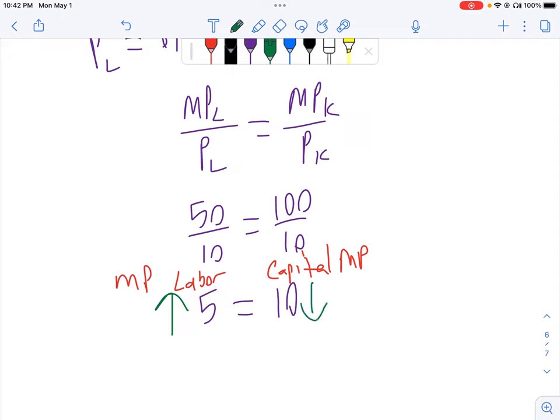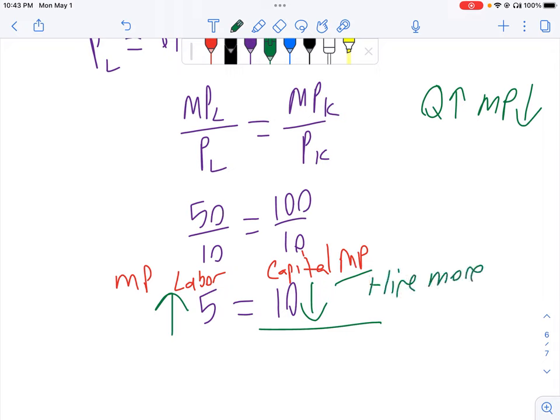Now going back to marginal, the more I do, the more I consume, the more I buy, what happened to the marginal? As I consume more, the marginal product decreases. So if I want to decrease the marginal product, I should hire more. I should hire more capital. If I want to increase the marginal product, I should do less.